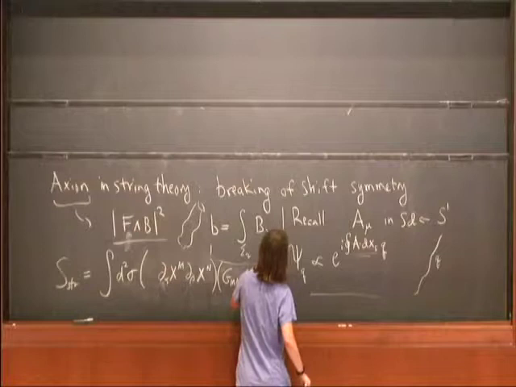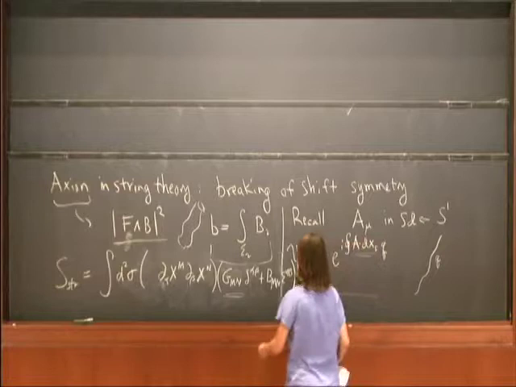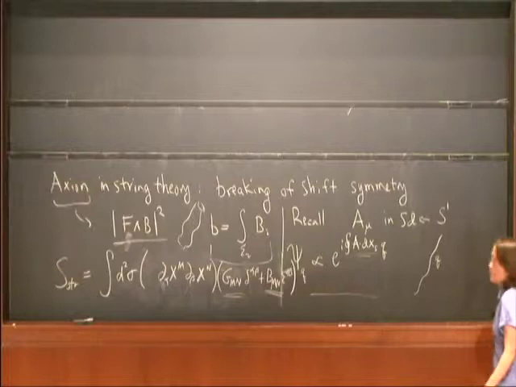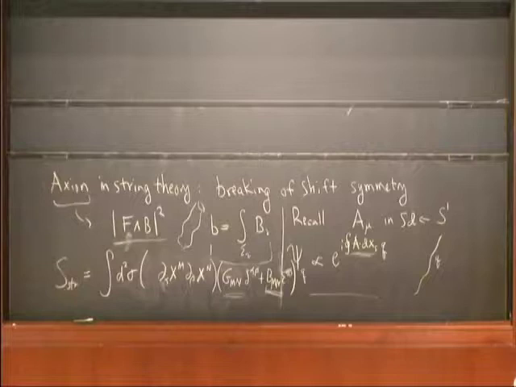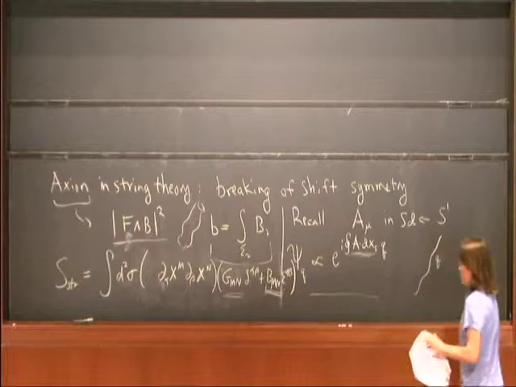The action for a string has a piece that's related to the area of the string. So the action principle minimizes the area. That's this metric coupling. But in addition, it has a coupling to this two-form potential field. And what I'm saying is just that this is the direct analog of this Wilson line coupling to a charged particle. Strings in string theory are charged under a certain gauge field, which is one of these higher dimensional analogs of electromagnetism that I keep talking about. And for a string, the potential field is a two-form field.